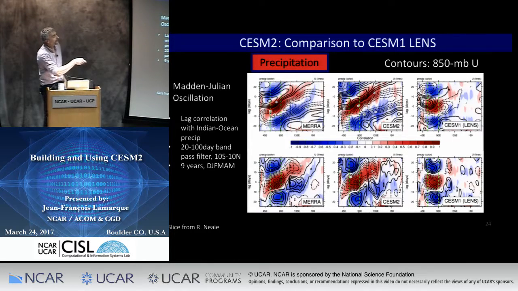And so this is a feature that's very pronounced, and Mitch knows a lot more about this than I do. But it's a very key element to the variability of the tropics. And this is what CESM1 does, and you don't have to have a PhD to realize that those are not the same. But then, something happens.